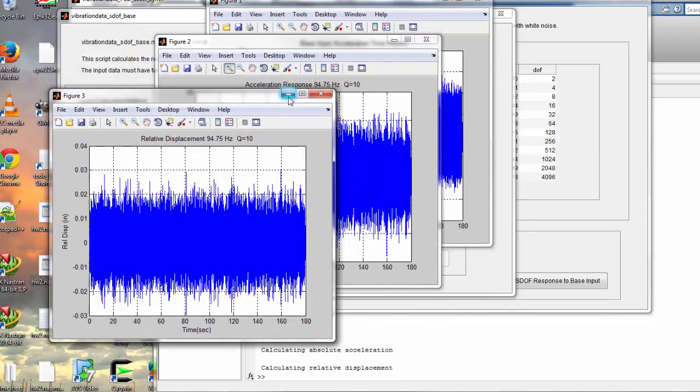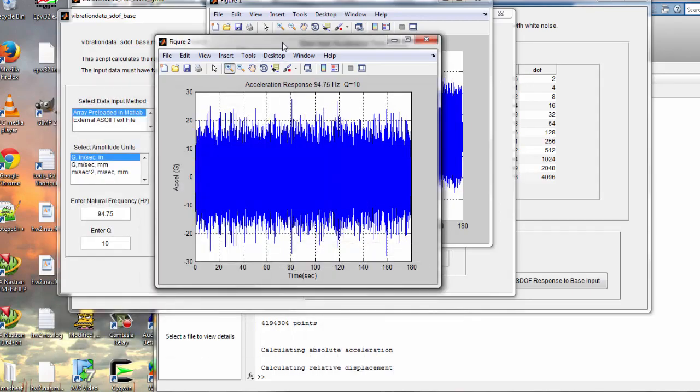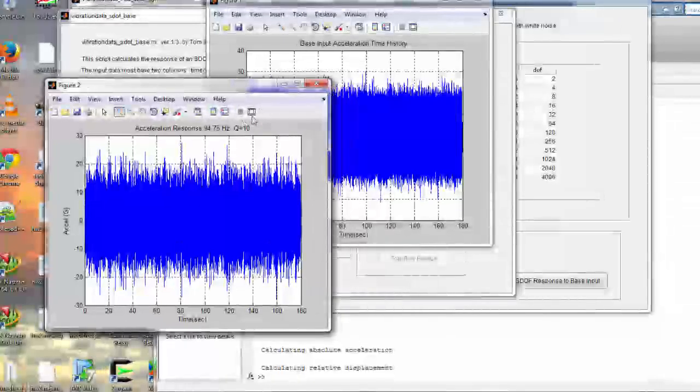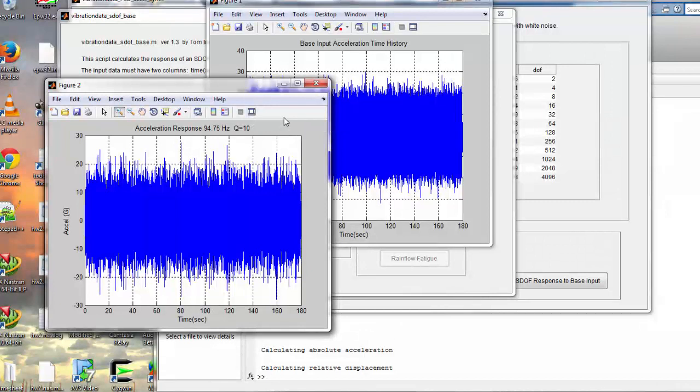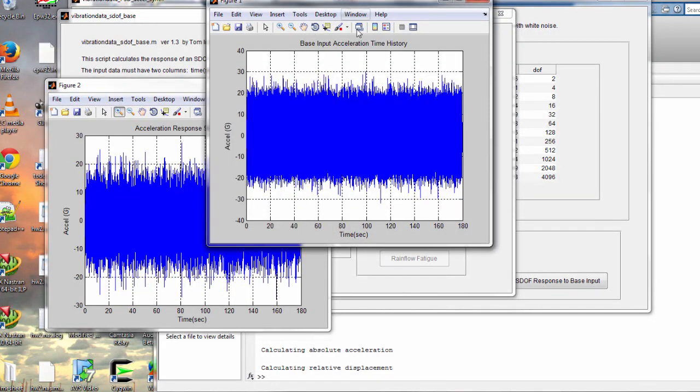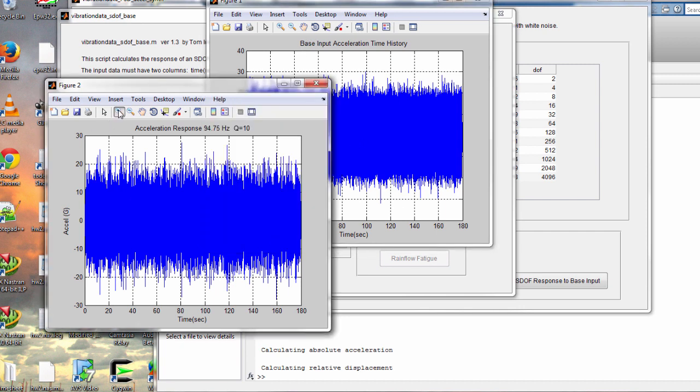So we have our relative displacement response, our acceleration response, and our base input acceleration. Now the base input acceleration is a synthesized acceleration, so we've seen that before. And what about our acceleration response? Let's go ahead and zoom in on this and see what happens.